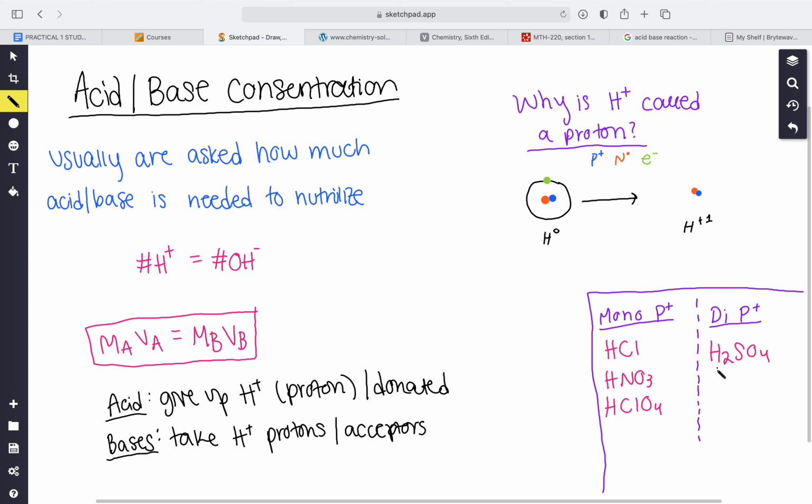When we look at the diprotic, you can see that there's two hydrogens here. So this is actually sulfuric acid, extremely strong.